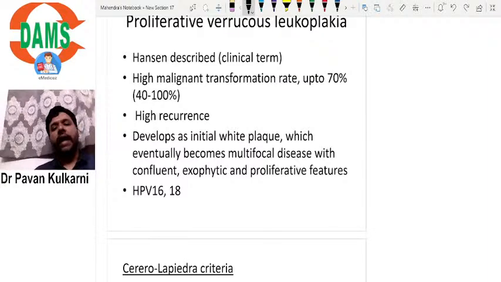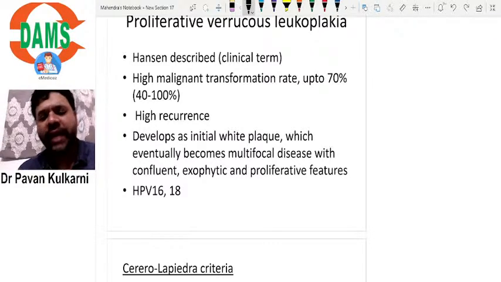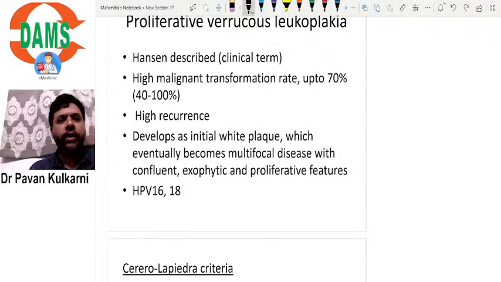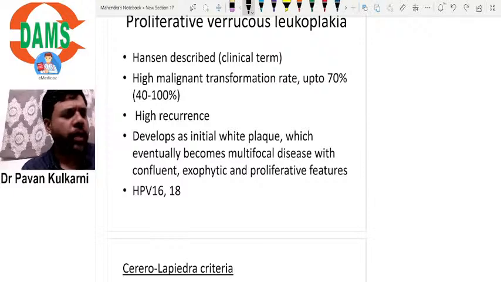I hope this session has given you an overview about leukoplakia, and in the next sessions we'll discuss the other potentially malignant disorders, like one of the important ones, oral submucous fibrosis. All those topics we will be discussing in the coming sessions.